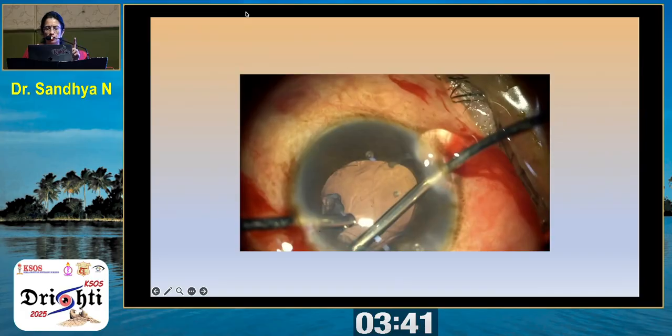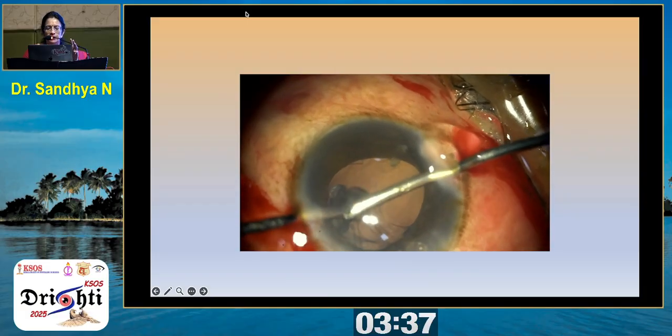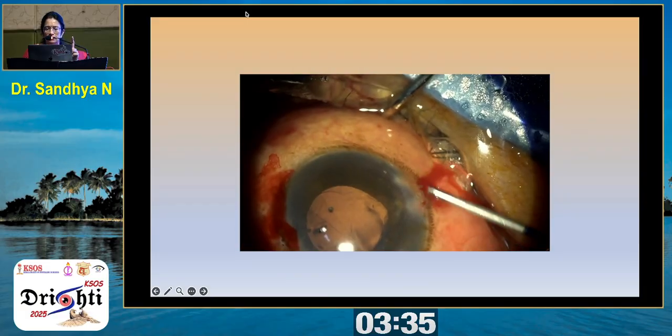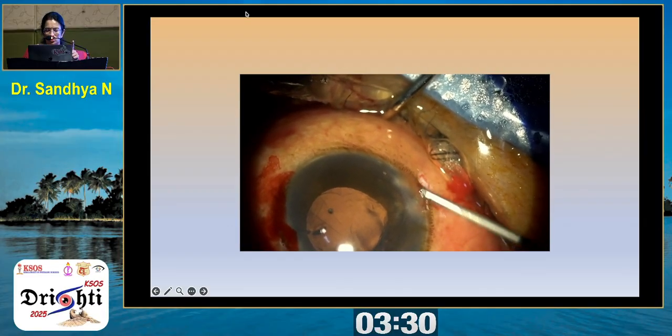This was a dispersive OVD to plug the area of PC rent so that the vitreous doesn't herniate. And then the cortex was removed with the IA cut mode. So by this time, there was vitreous at the wound and this was removed.